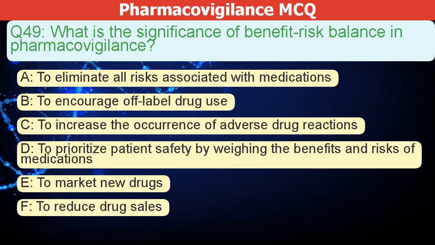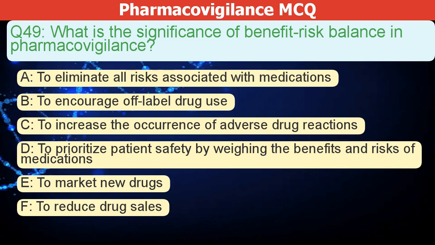What is the significance of benefit-risk balance in pharmacovigilance? A. To eliminate all risks associated with medications. B. To encourage off-label drug use. C. To increase the occurrence of adverse drug reactions. D. To prioritize patient safety by weighing the benefits and risks of medications.